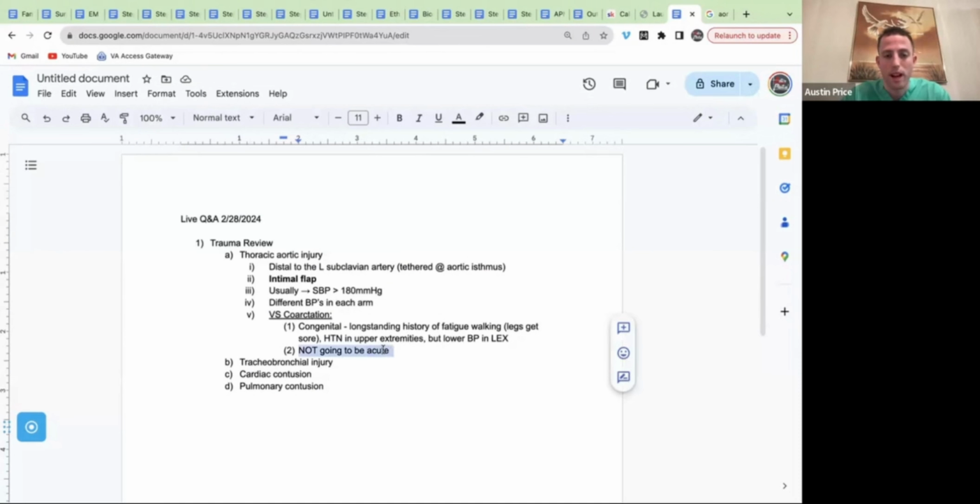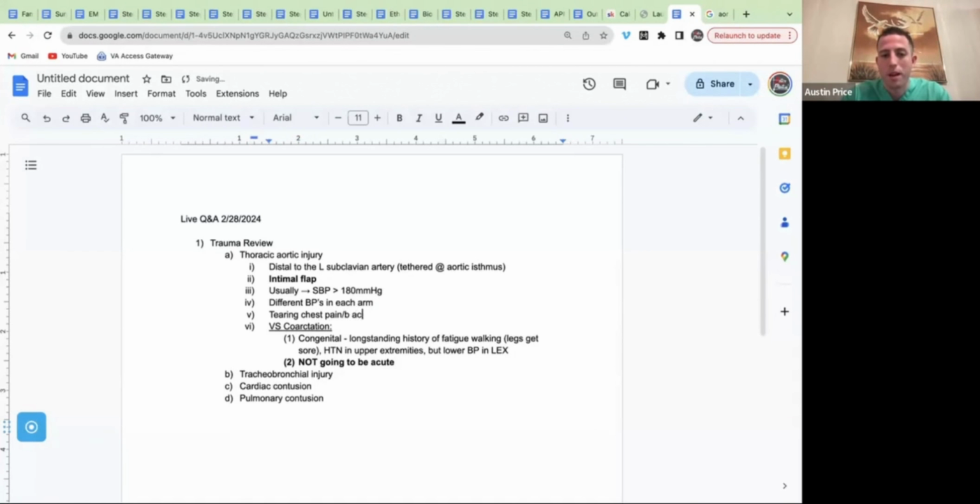And so if I saw something that was more of a chronic type of history, or something the patient has had in the past, or they have a family member with this, you know what I mean, that type of a deal, then I'm definitely going coarct. If it's an acute situation, patient has tearing chest pain or back pain, I'm going with a dissection, for example.